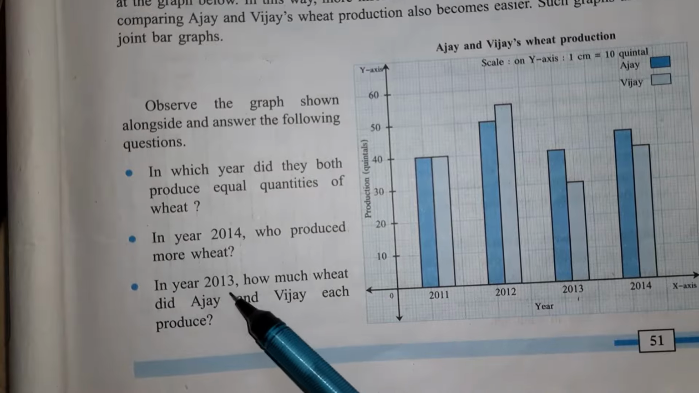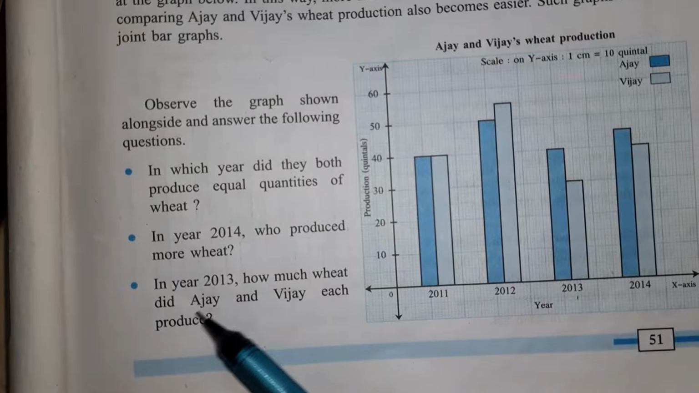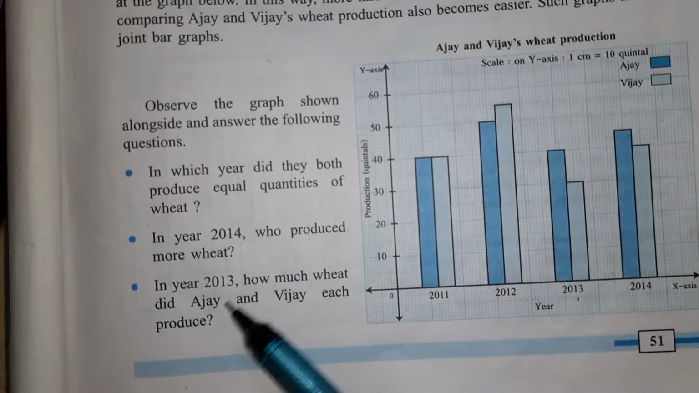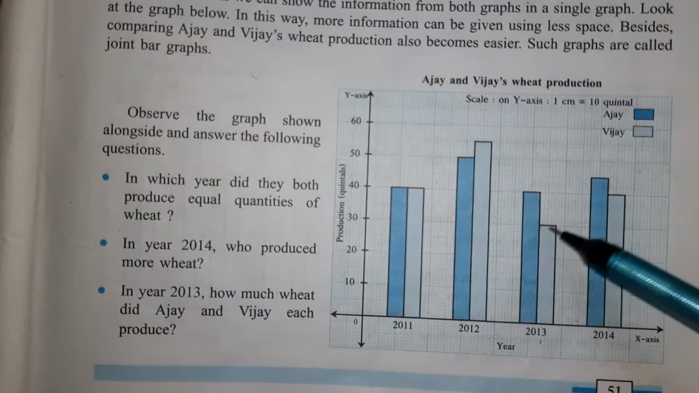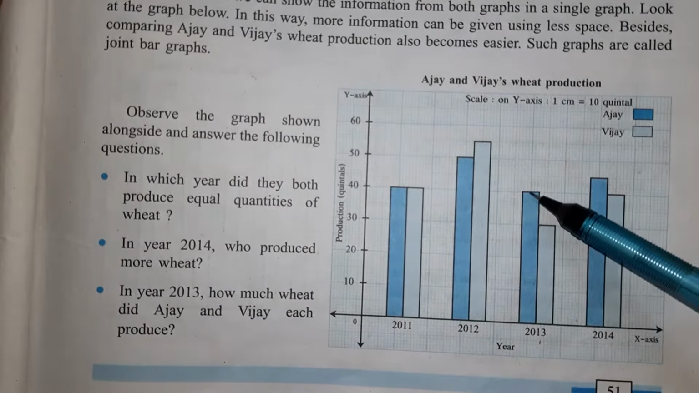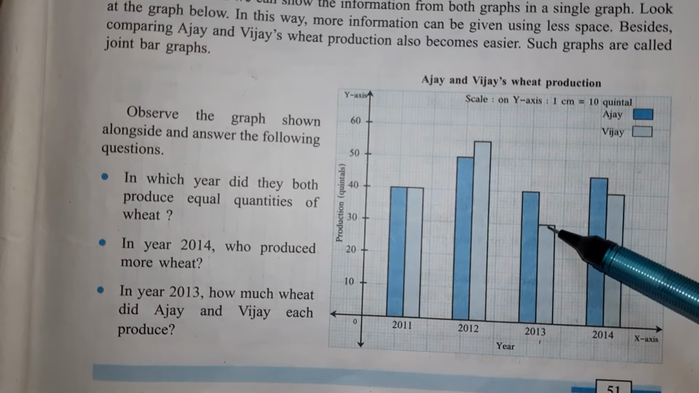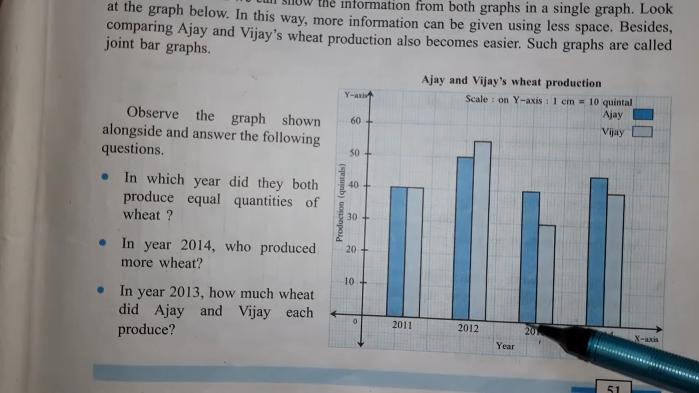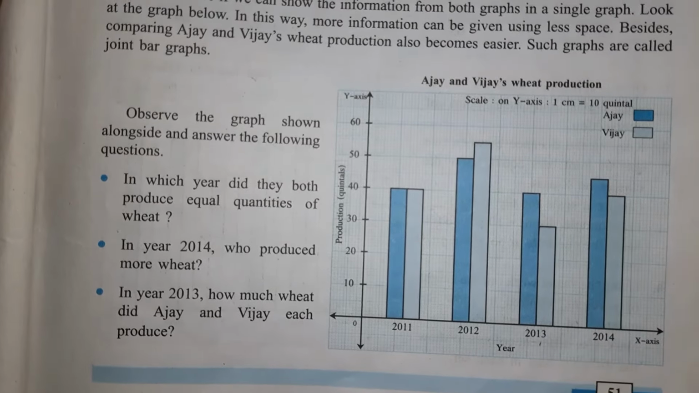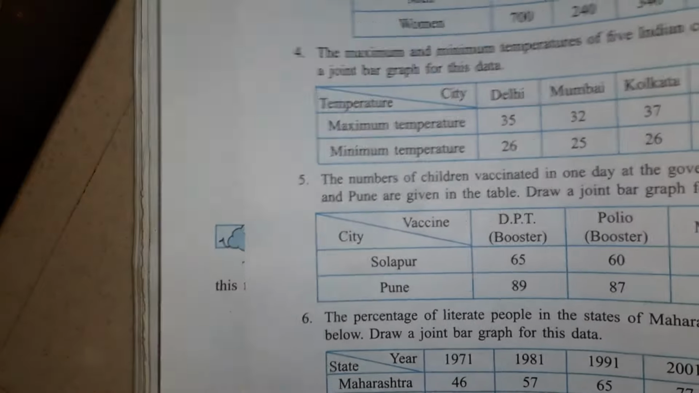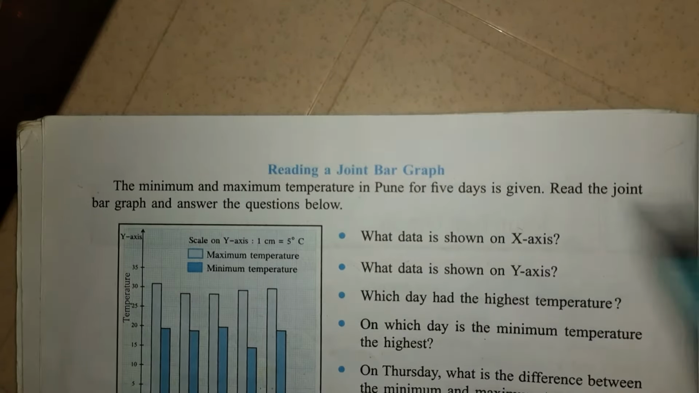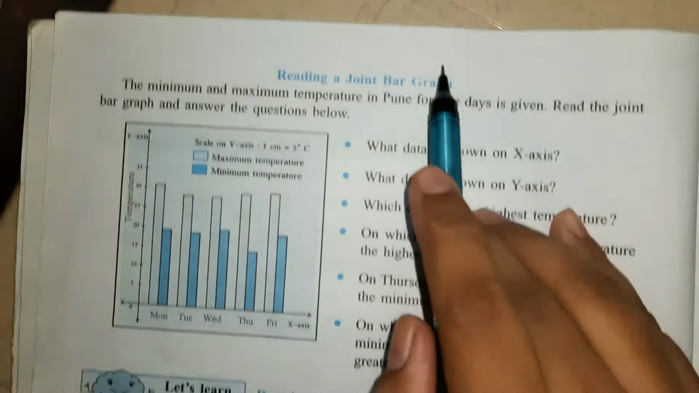In year 2013, how much wheat did Ajay and Vijay each produce? So in 2013, Ajay produced 40 quintal and Vijay produced 30 quintal. So in this way, we can use the joint bar graph. Now, how to read a joint bar graph?